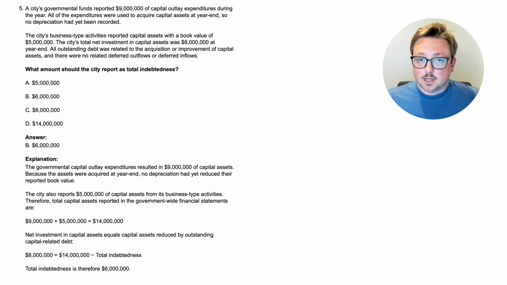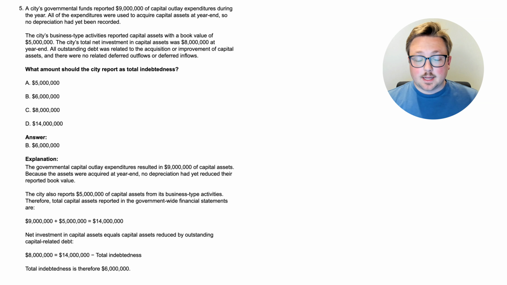And you might see a question like this where you have to figure out the assets, like the total assets or total capital assets, before you can go and then figure out the total indebtedness. So we now know that the total capital assets is $14 million.